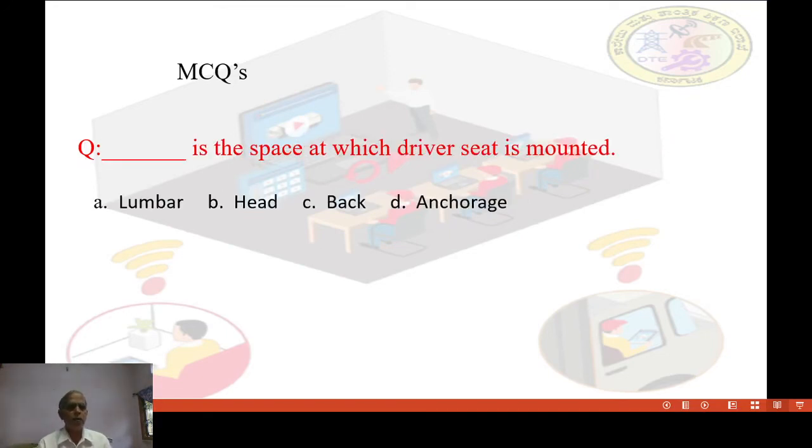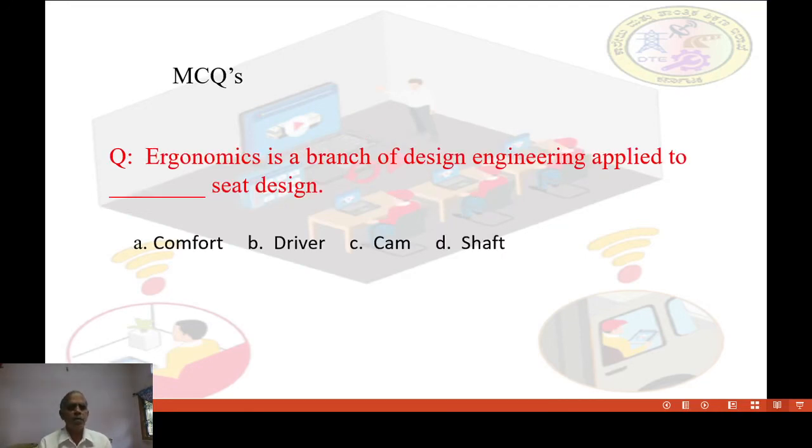Next, question number 2: Dash is the space at which the driver seat is mounted. The answers are A lumbar, B head, C back, D anchorage. The correct answer is anchorage.